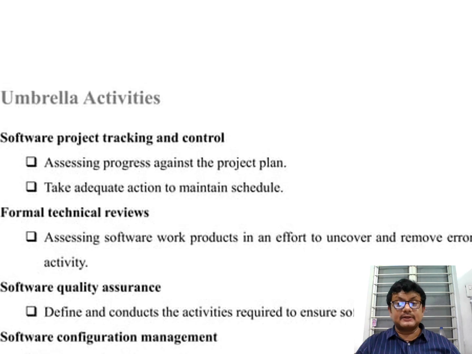What are umbrella activities? Software project tracking and control: assessing progress against the project plan, and taking adequate action to maintain the schedule. Formal technical reviews: assessing software work products to uncover and remove errors. Software quality assurance: define and conduct the activities required to ensure software quality. Next, software configuration management. How do you configure? How do you manage?